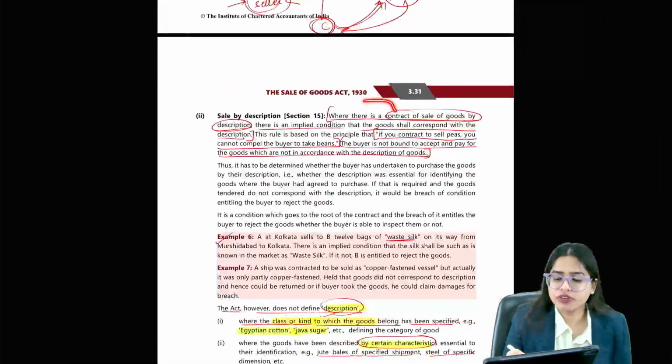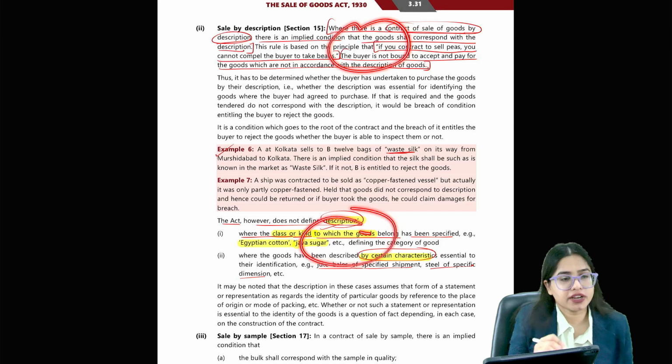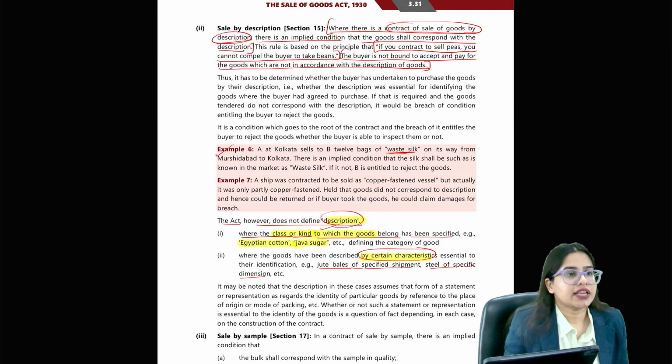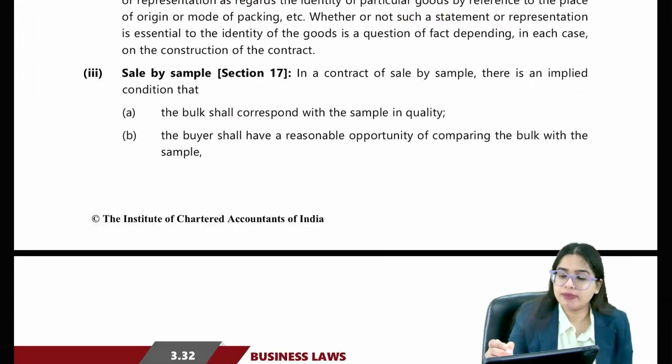So in this, whatever you can do, this first paragraph and this description paragraph, this and this paragraph you can do in this second topic, second implied condition, description, sale by description. Okay, so now third is your sale by sample.